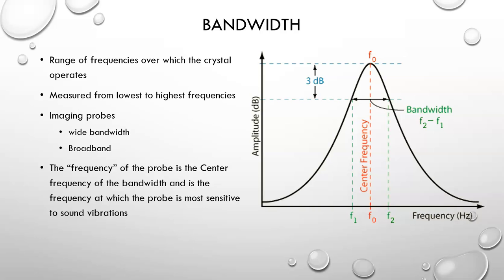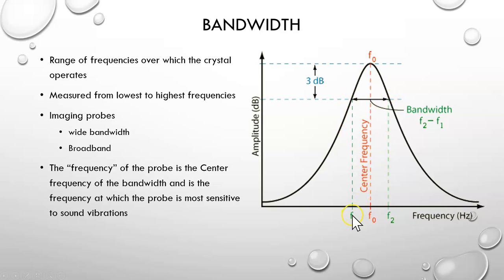When we measure the useful frequencies from lowest to highest, we call that the bandwidth. For most transducers, we look at the sensitivity of the transducer at the central frequency, and anything that is within 3 decibels less than the main sensitivity at the center frequency is considered a useful frequency. So if we drop down 3 decibels, we look at where this 3 decibel line crosses our bandwidth, and we can then say that this is the bandwidth of this particular crystal.